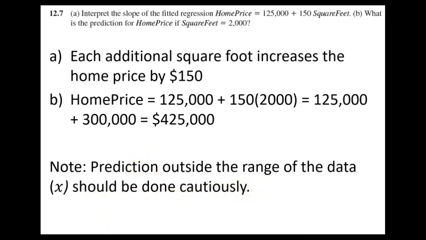And in the extreme case, you can think about a house that has square footage of 0, and so 0 times 150 would leave a price of $125,000. So that prediction is ridiculous. It's not something that you would want to do. So that's an extreme version of this caution.